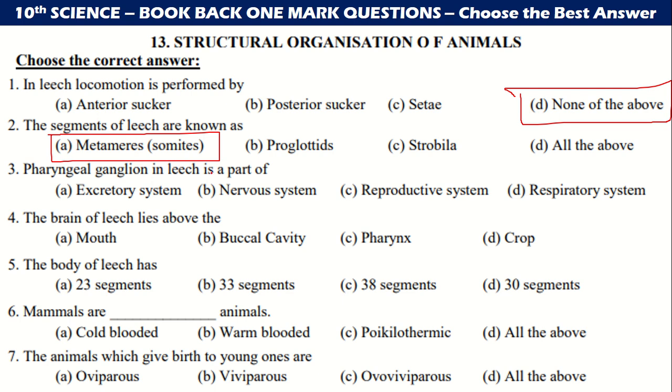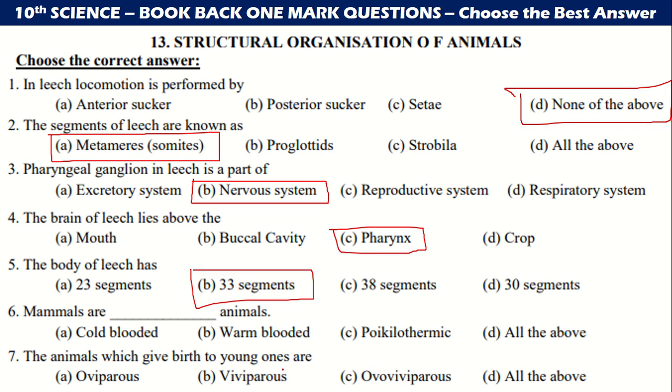Then pharyngeal ganglion in leech is a part of the nervous system. So it is a part of the nervous system. The brain of leech lies above the pharynx. So pharynx. The body of leech has how many segments? It has 33 segments. Then mammals are dash animals. So they are warm blooded animals.